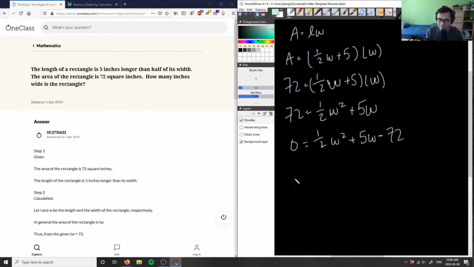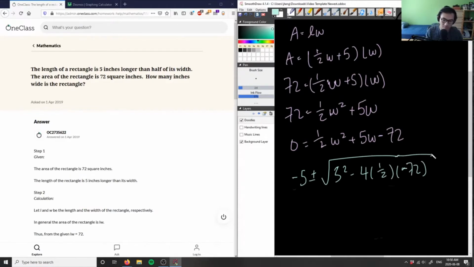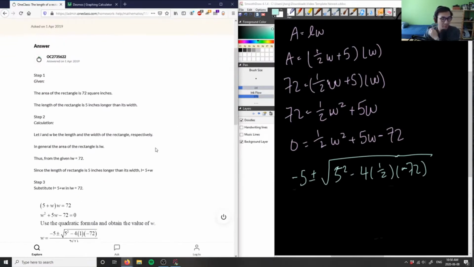This is negative b. So negative 5 plus or minus the square root of b squared, which is 5 squared, minus 4 times a times negative 72. So there's a 5 here. Just give me a second. Let me just look at the solution to see whether or not they got this right as well.